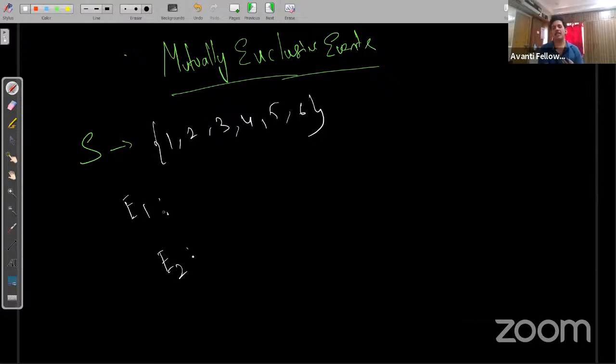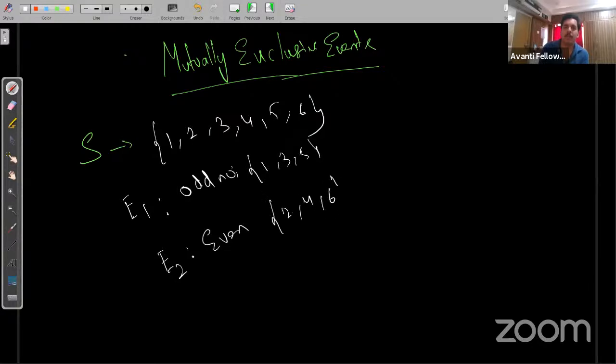So if someone is asking you what mutually exclusive means, see, mutually exclusive means the intersection of both events should have nothing common. The intersection should be empty. For example, if event 1 is an odd number and event 2 is an even number, what are your odd numbers here? 1, 3, 5 and 2, 4, 6. What is E1 intersection E2? Is there any element that is both odd and even? It won't be there, guys. It is equal to the empty set, the null set.